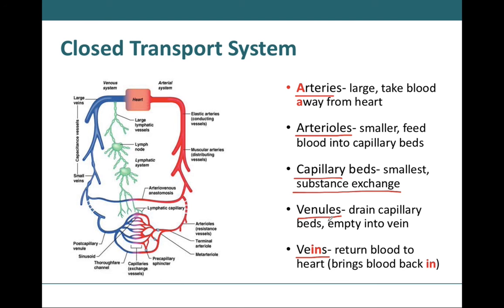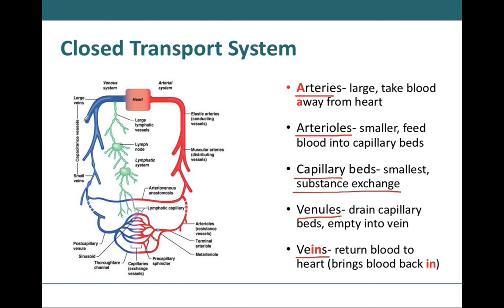The venules are going to drain the newly deoxygenated blood from our capillaries and eventually start to meet up. Venules are going to continually meet up and form larger and larger vessels, which will eventually be called veins. And veins are also eventually going to continue to fuse with one another until they get large enough that we form the superior and inferior vena cava that will eventually take blood back into the right atrium.